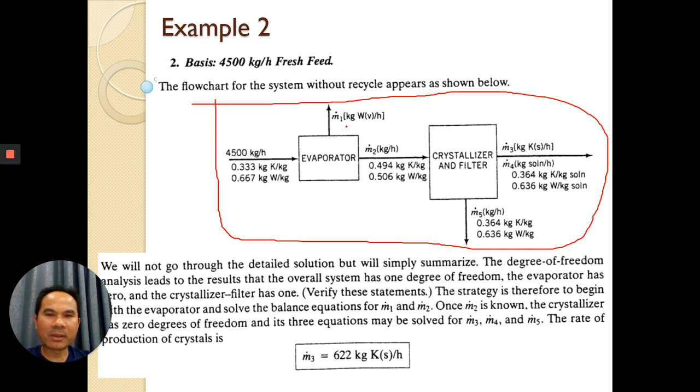Okay. For now, we have only 5 unknowns. If you make the overall balance, M1, M3, M4, M5, right? But M3 and M4 you can drop only 1, because you know the fraction is 95%. For this case, you cannot solve for overall, and then you can check the evaporator. For the evaporator, we have 2 unknowns and 2 balances. From the evaporator, you can solve for M1 and M2.